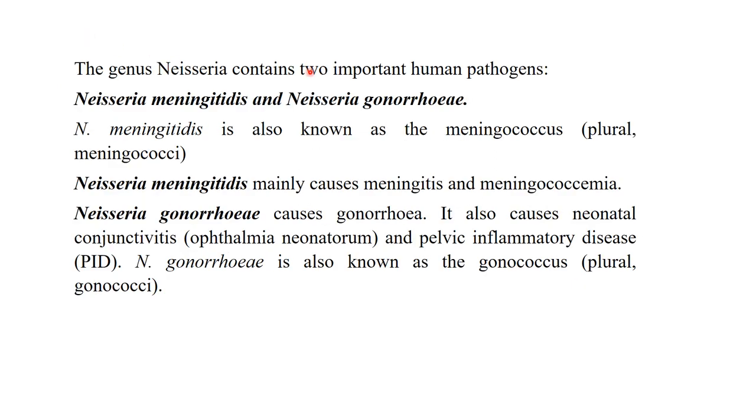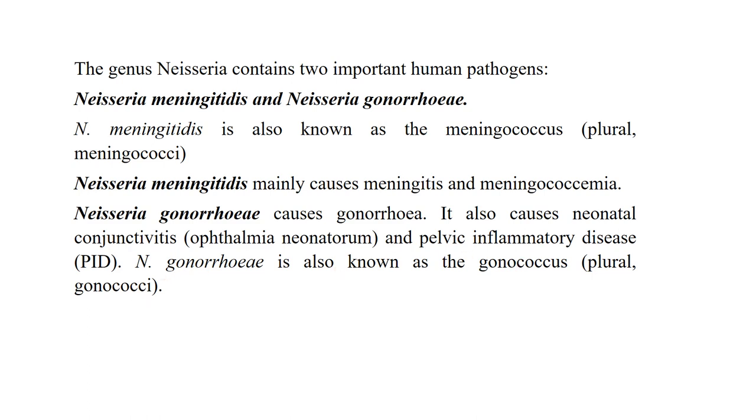The genus Neisseria contains two important human pathogens, Neisseria meningitidis and Neisseria gonorrhea. Neisseria meningitidis is also known as meningococcus. Plural of meningococcus is meningococci. Neisseria meningitidis mainly causes meningitis and meningococcemia. Neisseria gonorrhea causes gonorrhea. It also causes neonatal conjunctivitis, ophthalmia neonatorum, and pelvic inflammatory disease. Neisseria gonorrhea is also known as the gonococcus, and the plural is gonococci.